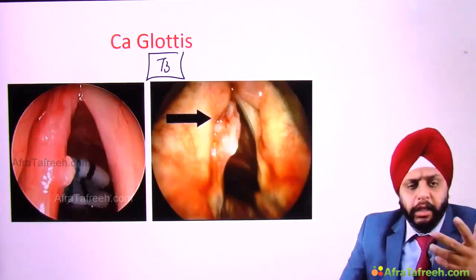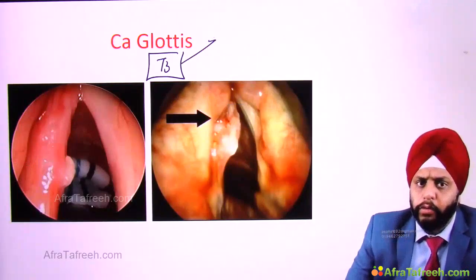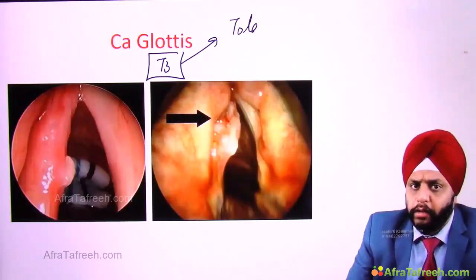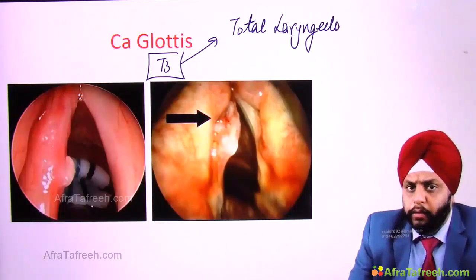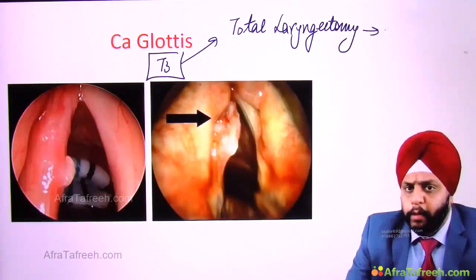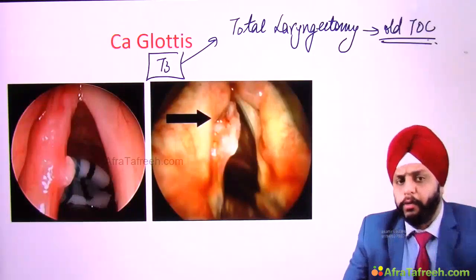Now in T3, the vocal fold is fixed. So earlier what we used to do was we used to think that the larynx function is now gone, so let's do a total laryngectomy. So this was the treatment of choice in older days. Okay, so this was the old treatment of choice.